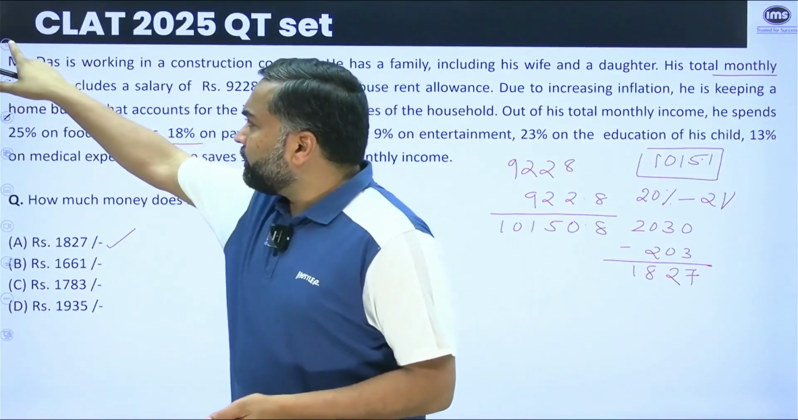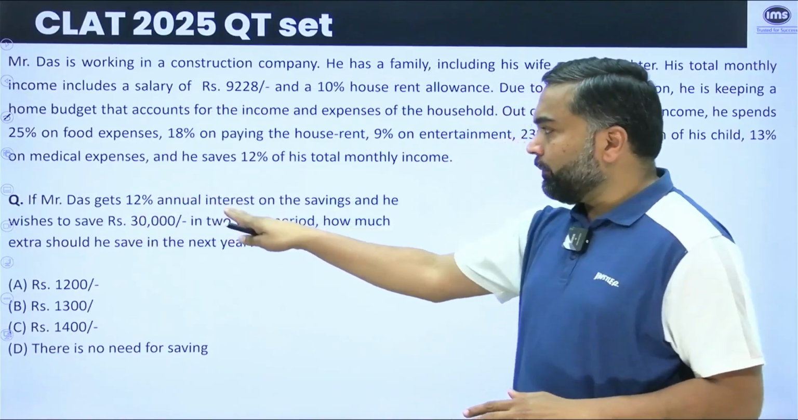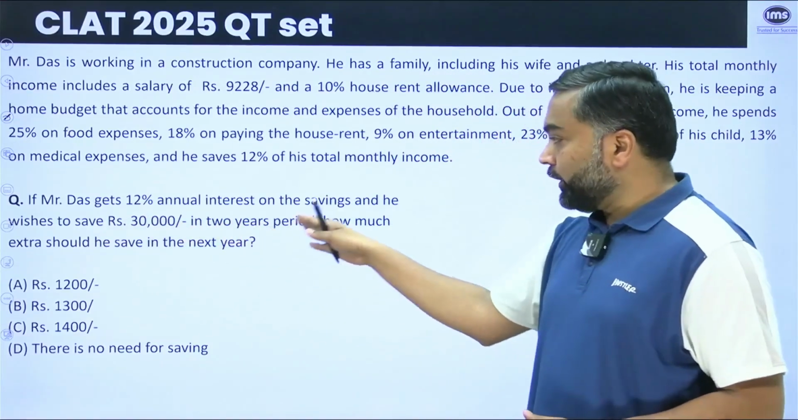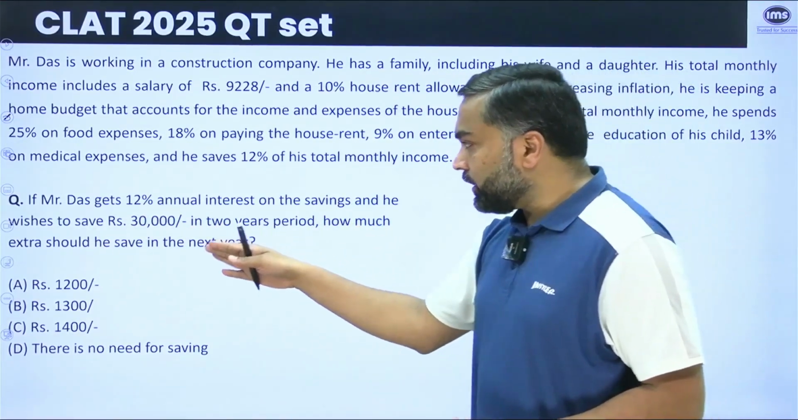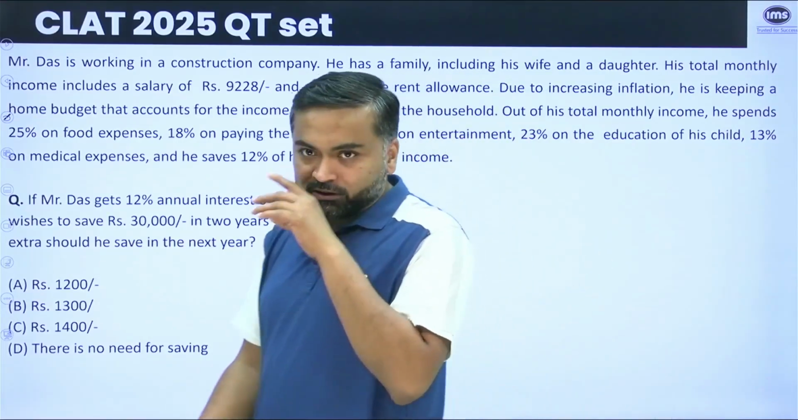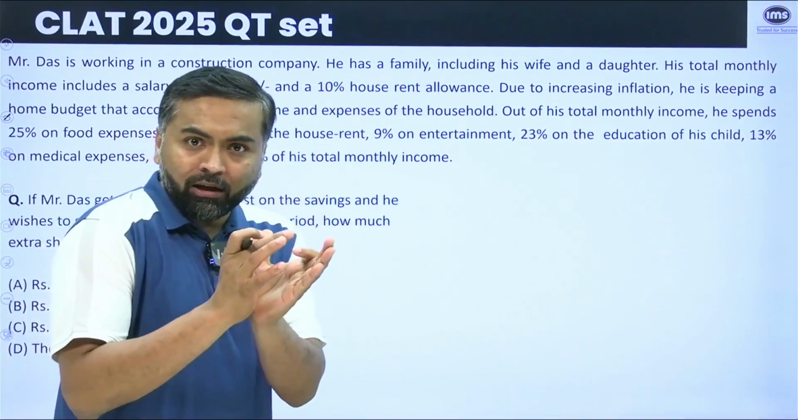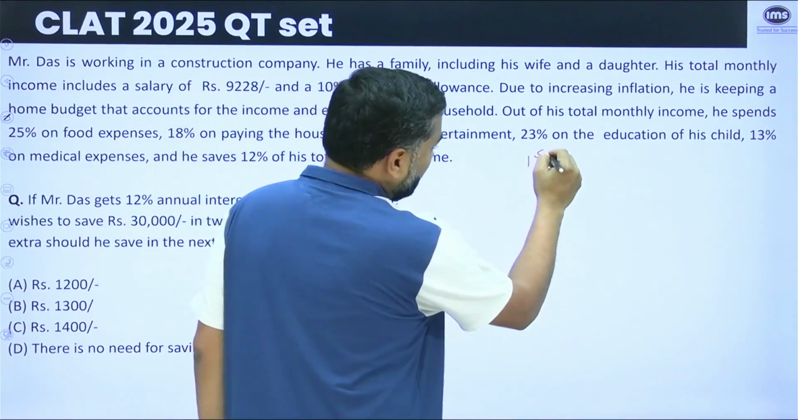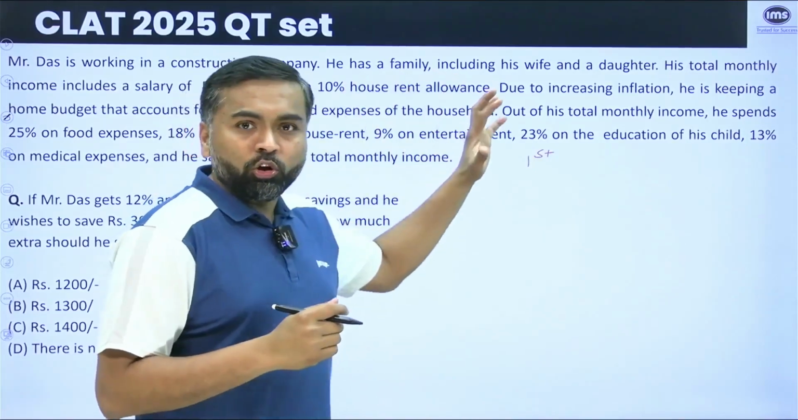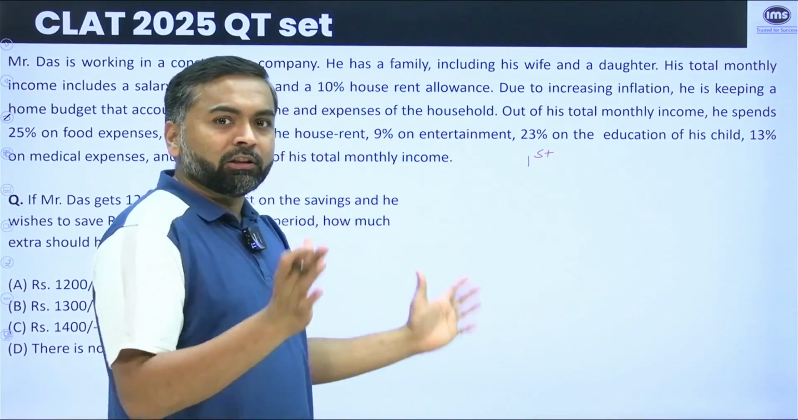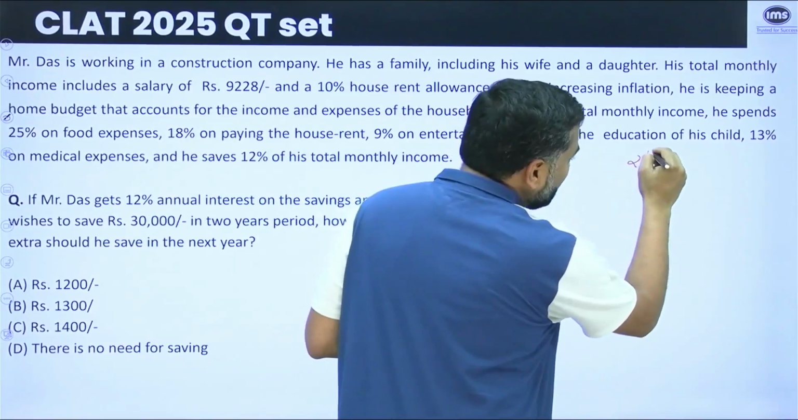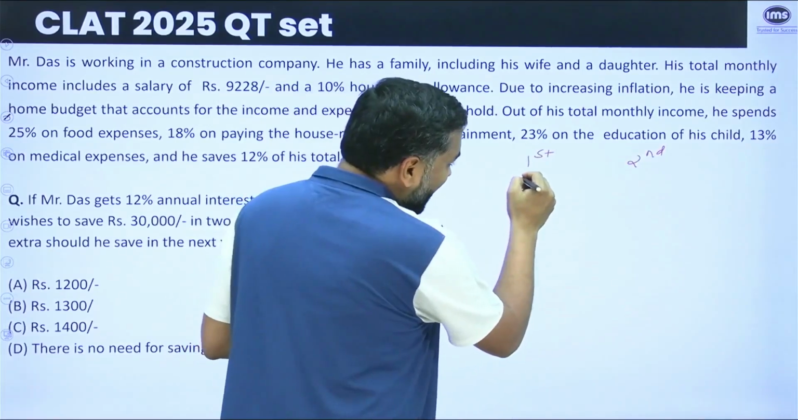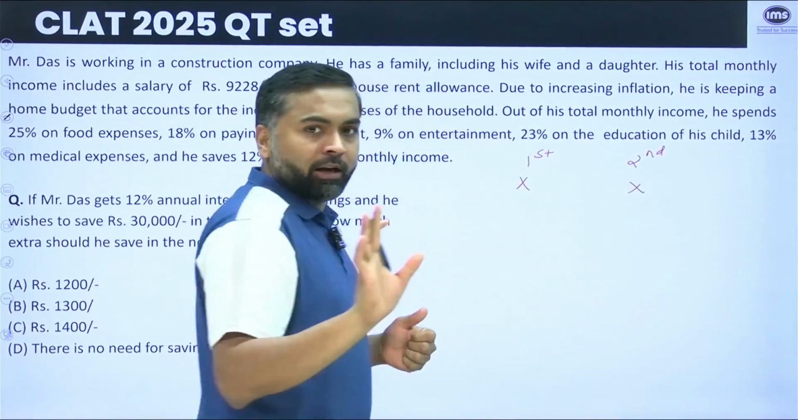Let's take the next example. So if I look at this, if Mr. Das gets 12% annual interest on the saving and he wishes to save rupees 30,000 in a 2 years period, how much extra should he save in the next year basically? So I will calculate the interest on the saving that he does in the first year. So basically first year saving. Now because there is no change in the income, reduction, increase, anything, no change in the percentage change, can I say that the first year saving and the second year saving should be same? Correct? Now if this is X, this is also X, correct?